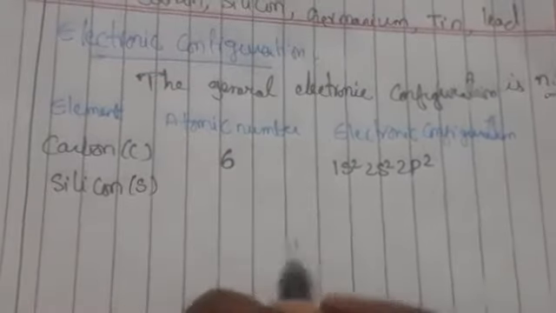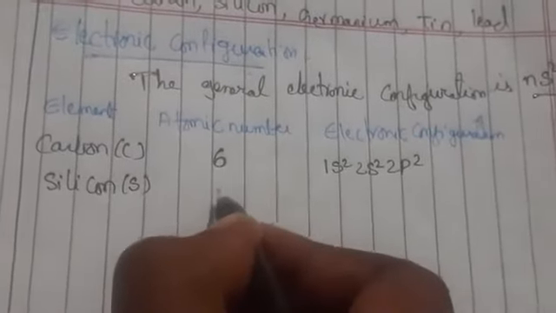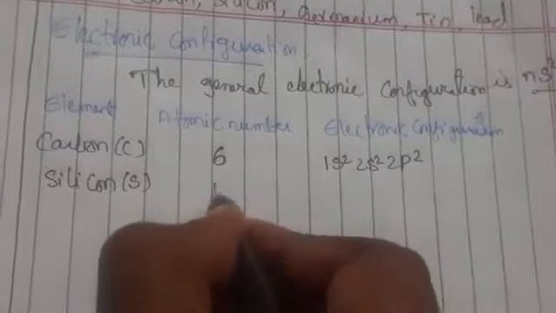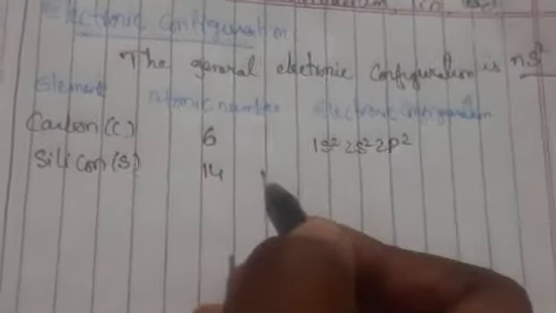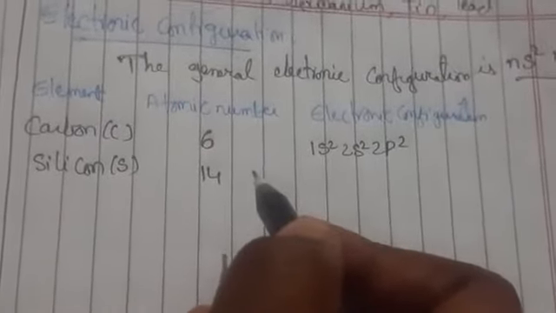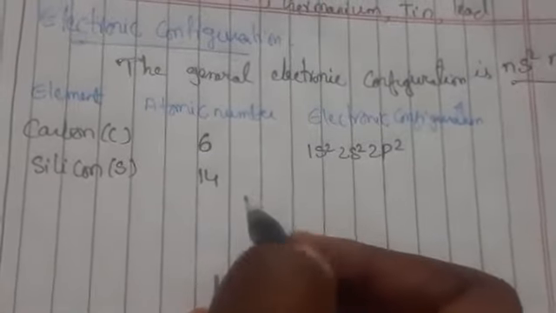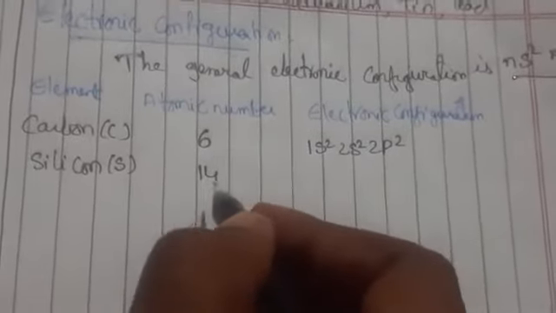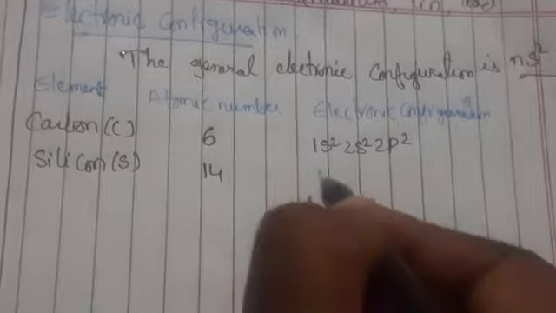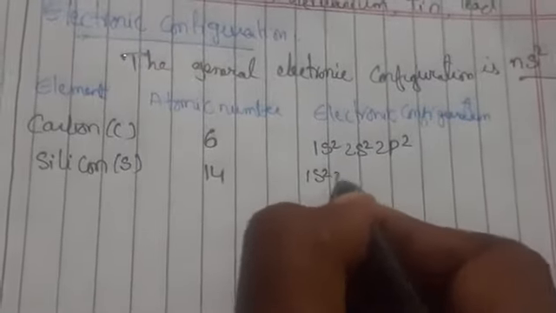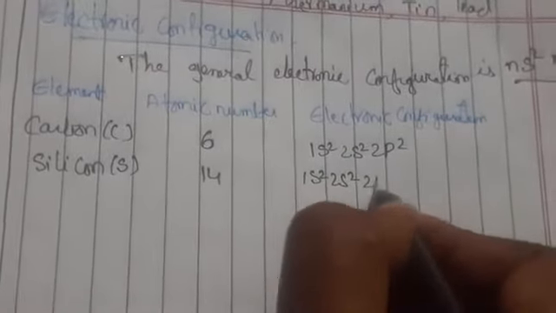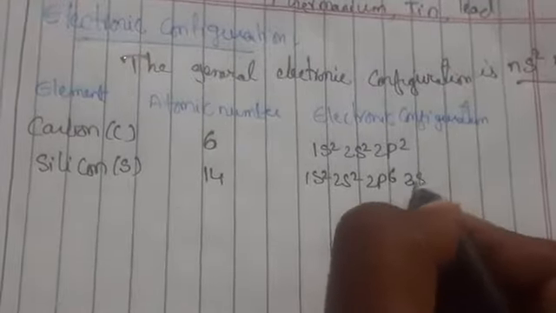Next, silicon. Silicon has symbol Si. Its atomic number is 6 plus 8, how much? 14. In the previous class I told you the order: 2, 8, 8, 18, 18, 32. Yes or no? So 6 plus 8 is 14. So we have the configuration 1s2, 2s2, 2p6, 3s2, 3p2.